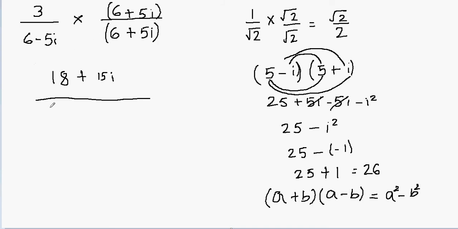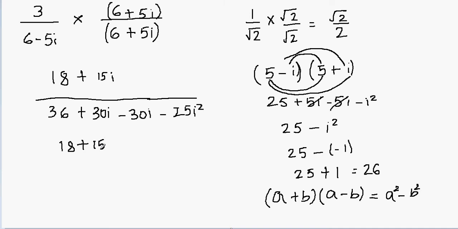So let's multiply this. 6 times 6 will give me 36. And then 6 times positive 5i will give me positive 30i. And then negative 5i times 6 will give me negative 30i. And then negative 5i times positive 5i will give me negative 25i squared, since 5 times 5 is 25. So in the numerator, I have 18 plus 15i. And in the denominator, I have all these things.